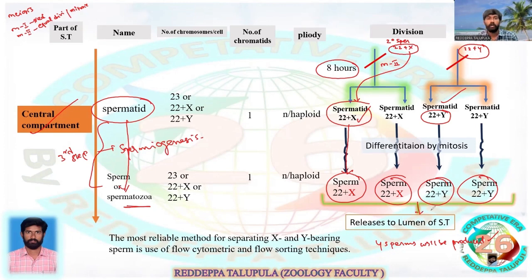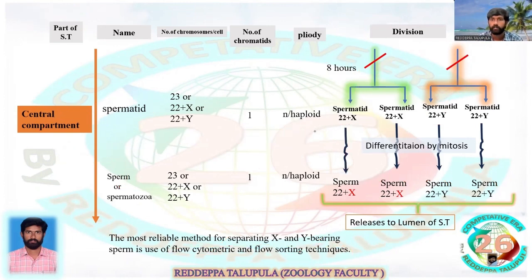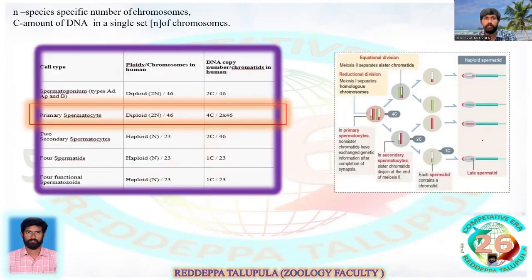Okay. Next, methods. For separating X and Y bearing sperm, we follow flow cytometric or flow sorting techniques. These are the two techniques through which we can separate the sperm which contain the X. That means if we need to separate the 22 plus X type of sperm from 100 sperms, then we follow flow cytometry or flow sorting techniques. Okay. Next, what will be the type of questions that will be asked?